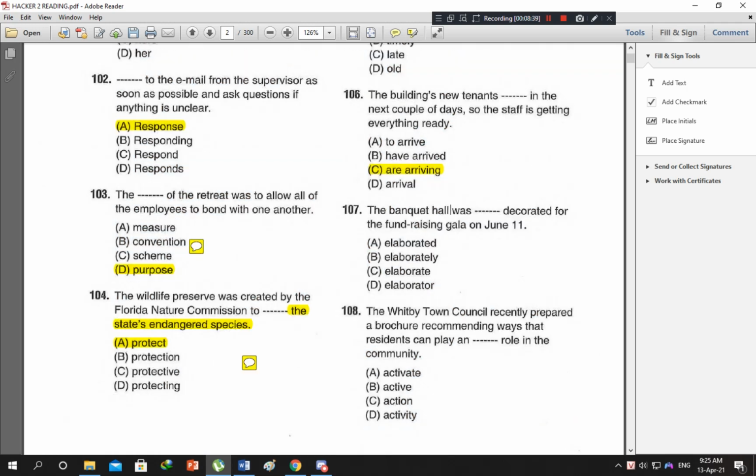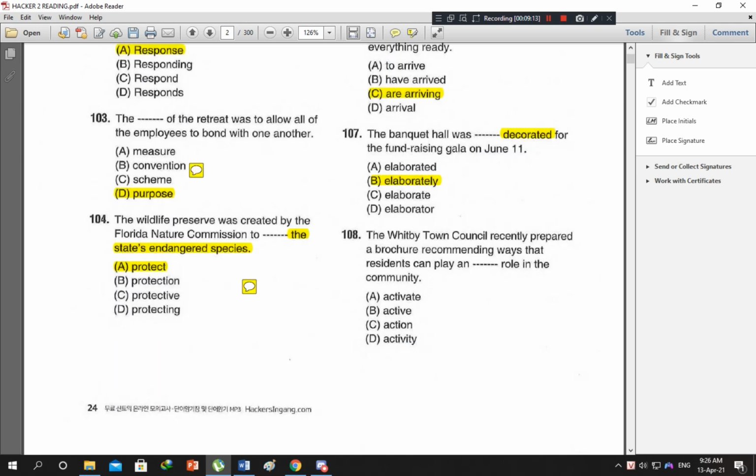107, we have the structure of was. Was is from the word to be. After to be we have decorated, which is a verb with ed already. So before the verb we're going to need an adverb. So the answer is B. If some of you don't understand why the answer is B, you can look at the grammar book. I will explain more clearly in there. But in the video, I'm going to do it very fast so that a lot of people can answer more questions.